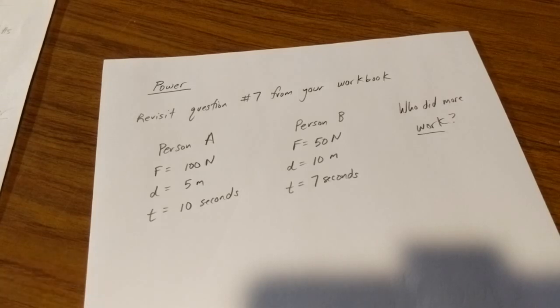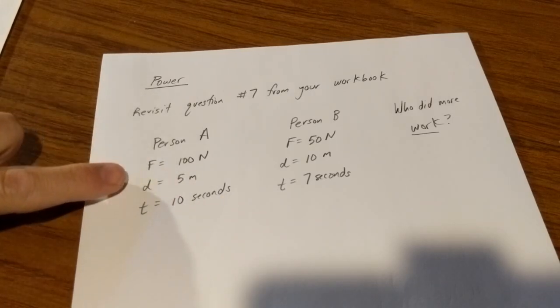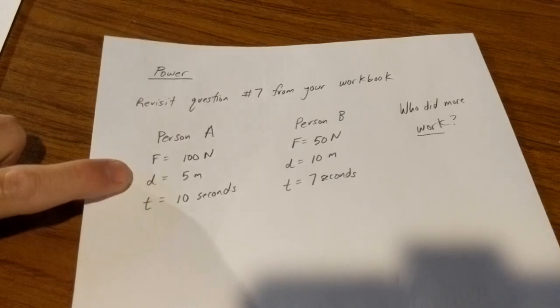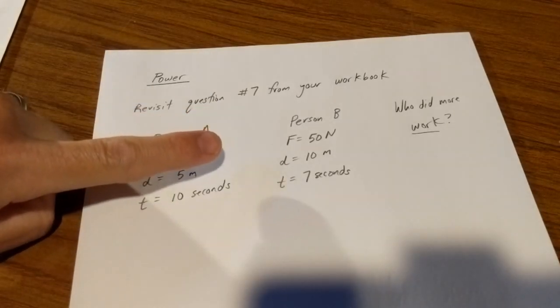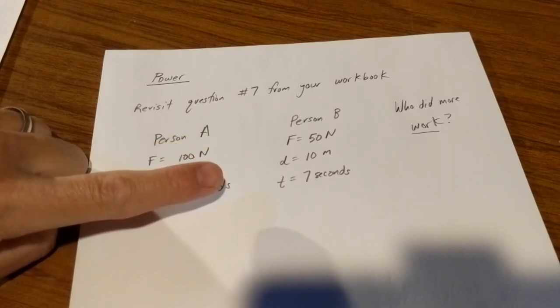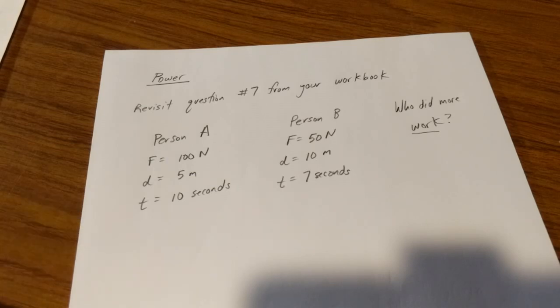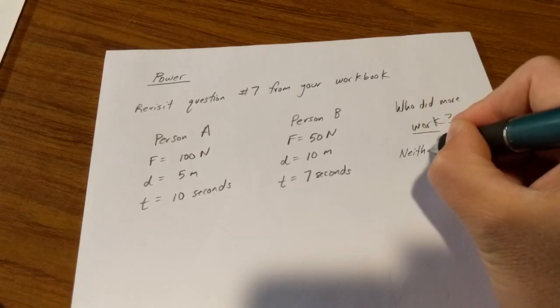Here's the last new content related to work, energy, or power, and it is power. We're going to revisit question number 7 from your workbook, which asked you to make this comparison. Person A pushed with a force of 100 newtons over a distance of 5 meters and took a time of 10 seconds to do the job, while person B pushed with a force of 50 newtons over a distance of 10 meters and a time of 7 seconds. And the question in number 7 that you've already answered by now was, who did more work? And the answer was neither.